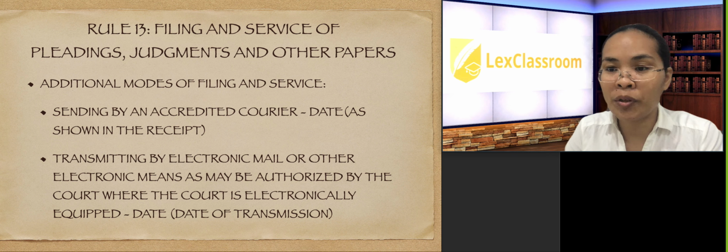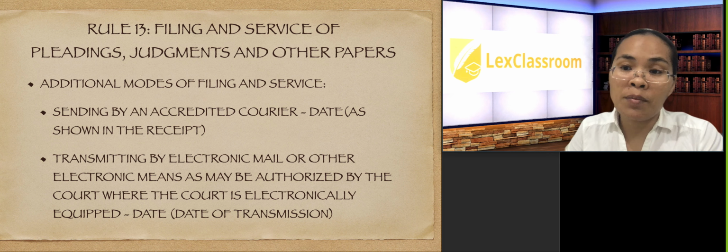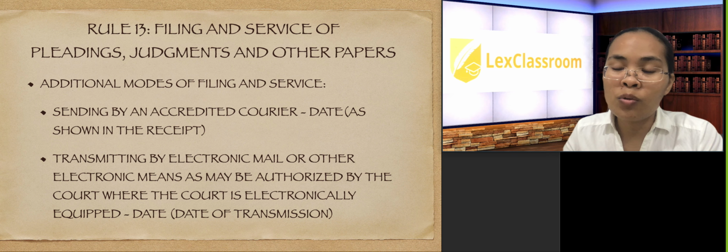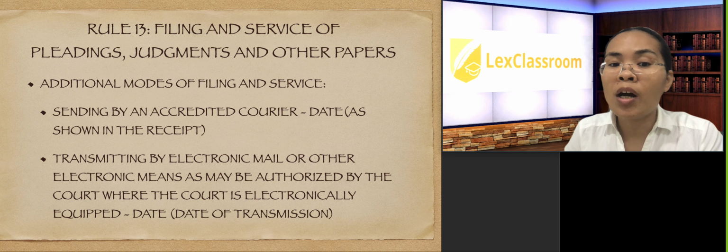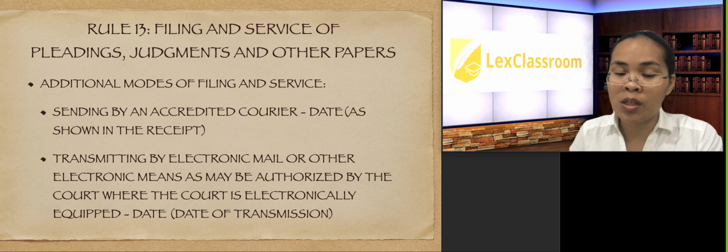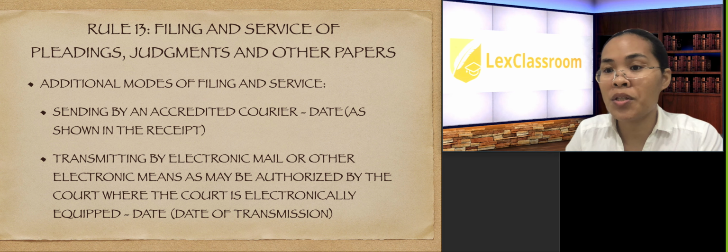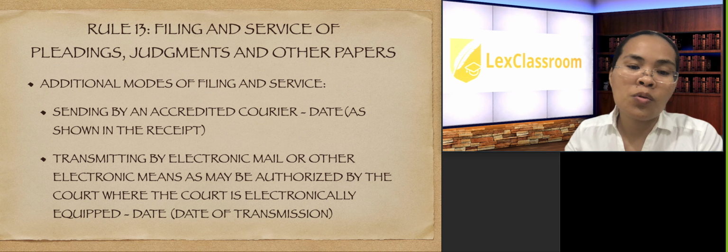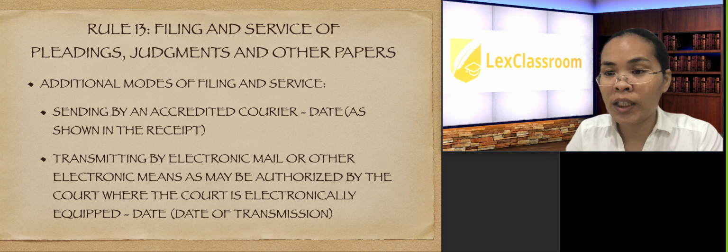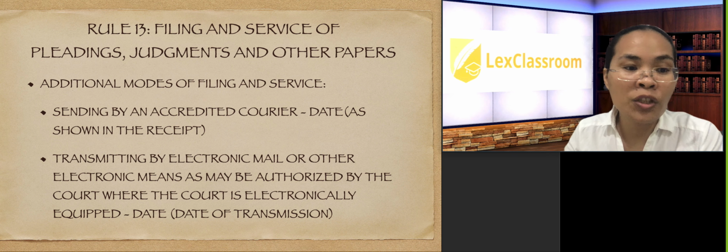Like there's a tracking number, it can also be traced through that, although the rules specifically provide that it is based on the stamp or the receipt upon the filing or the service. Now, there is also transmitting through electronic mail or other electronic means if the court so provides, or I mean if the court is equipped, because there are areas in which the internet signal is very low or lagged. The rule says that only if the court is electronically equipped, and the date of the filing or the service would be the date of transmission.